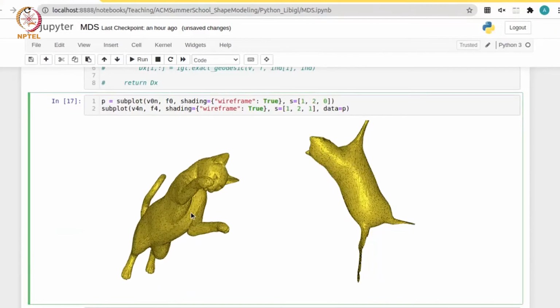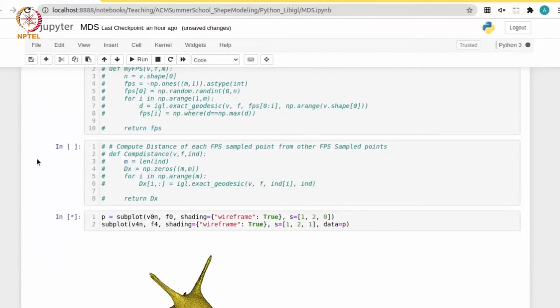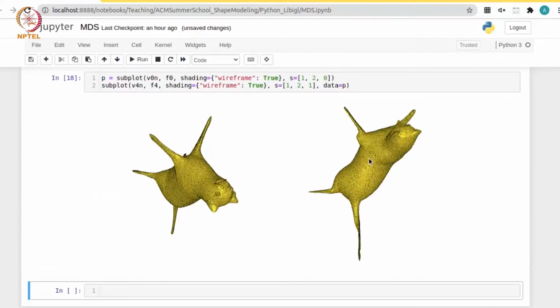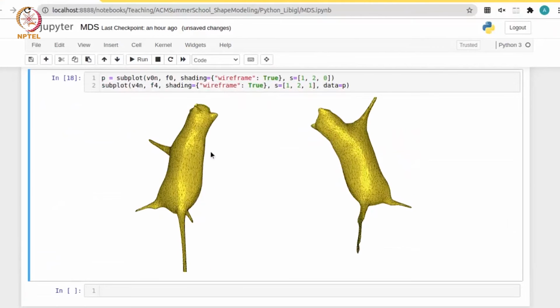This was the cat4. It gets mapped to this. Let's now look at the output of your SMACOF algorithm for both meshes. Right. You can see that it's more of a rigid problem now.